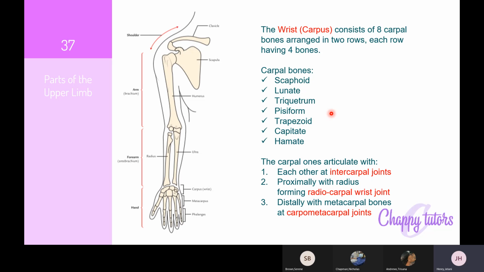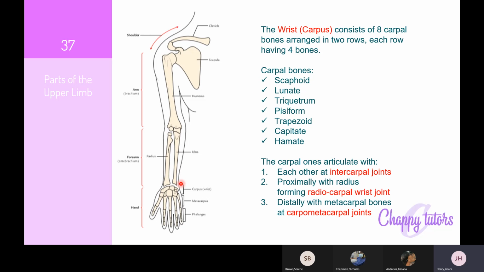These bones articulate or connect with each other via intercarpal joints, right? So the name kind of makes sense, right? Intercarpal joints, so joints in between carpal bones, right? They articulate with the radius. Well, at least some of the carpal bones articulate with the radius to form, you can see it here on the schematic diagram, the radiocarpal wrist joint, right?